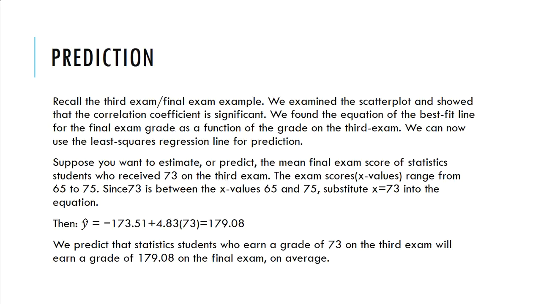Suppose you want to estimate or predict the mean final exam score of statistics students who received a 73 on their third exam. The exam scores, X values, range from 65 to 75. Since 73 is between the X values of 65 and 75, we can substitute 73 for X in the equation. So we can predict that statistics students who earn a 73 on the third exam will earn a grade of 179.08 on the final exam on average. Is that exact? No, but we're just estimating.